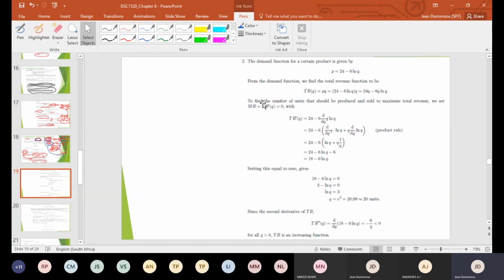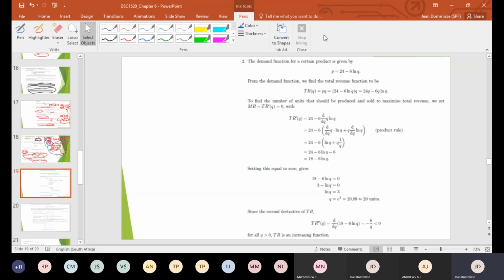Now this one is a bit more difficult. If you look at some of the things that we did in the previous chapter, some of the logs and exponentials, now they're throwing those two into one. So again, it's very, very important to keep focus on what to do here.